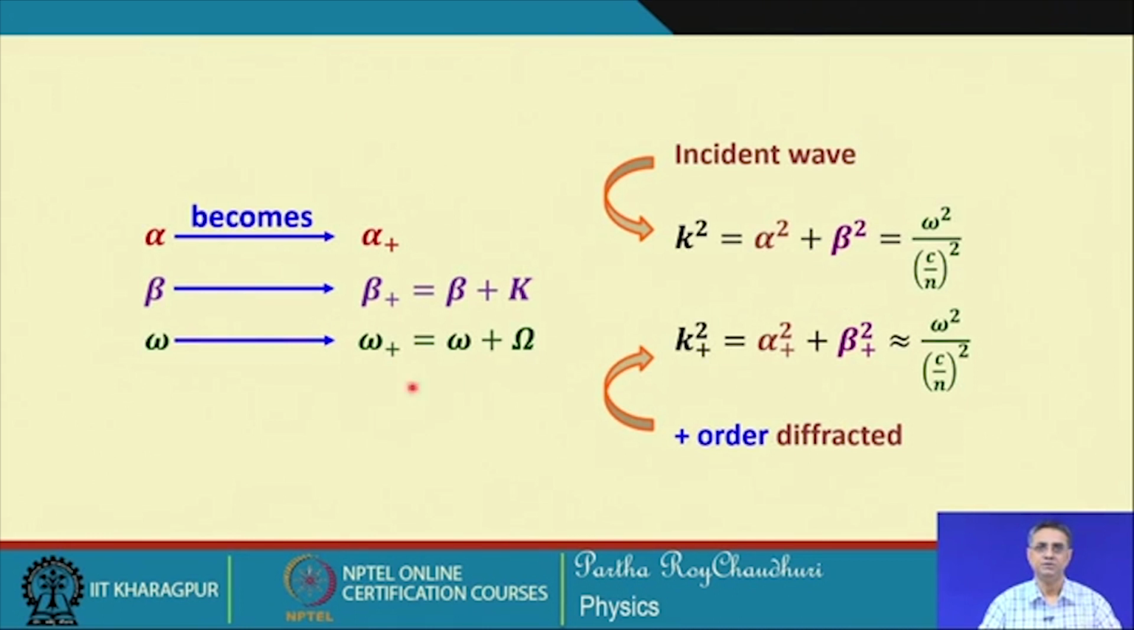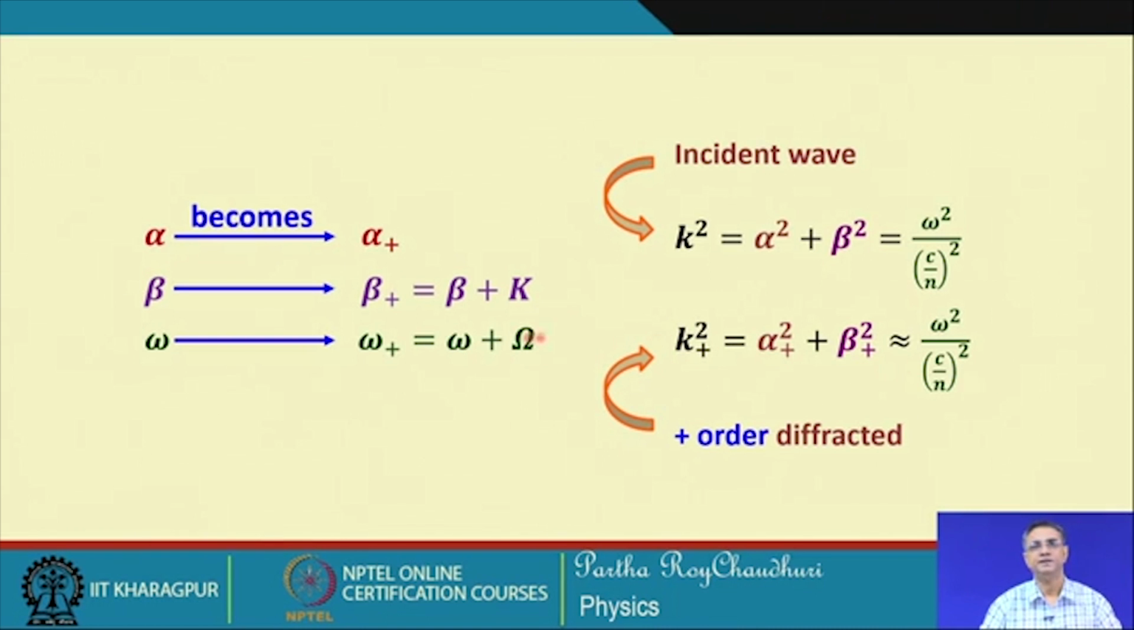So, again this is the modification: the x component of the propagation vector of the incident wave becomes alpha plus, which is the x component of the propagation vector of the plus order diffracted beam. Similarly, for the z component it becomes beta plus, which is equal to beta plus K. We have seen this. Omega becomes omega plus capital omega, which is the acoustic frequency; omega is the optical frequency.